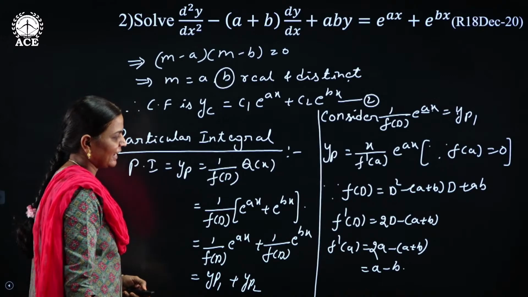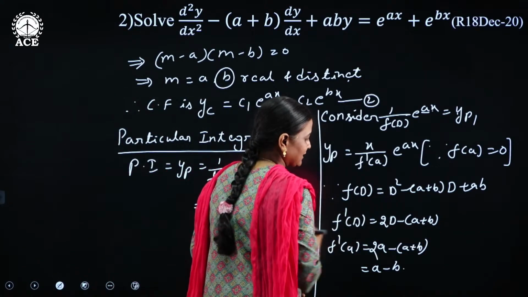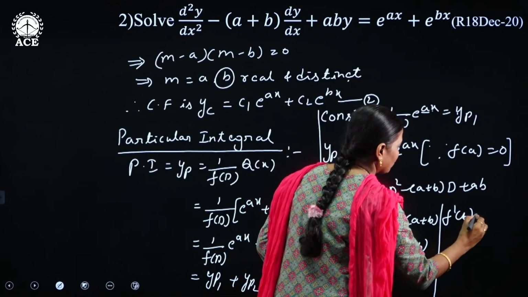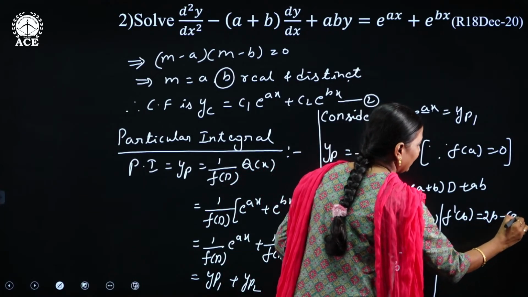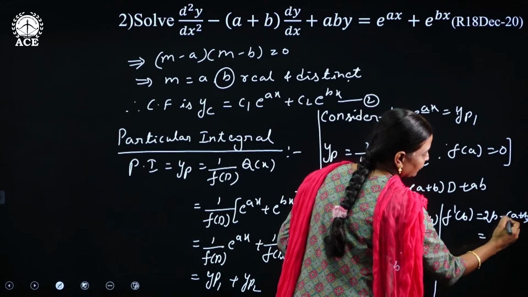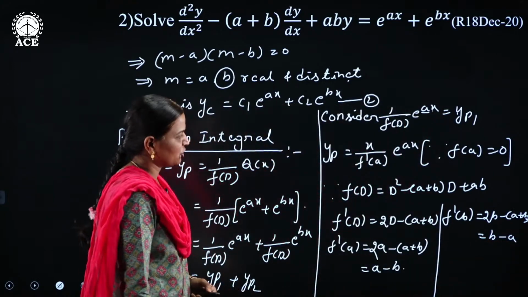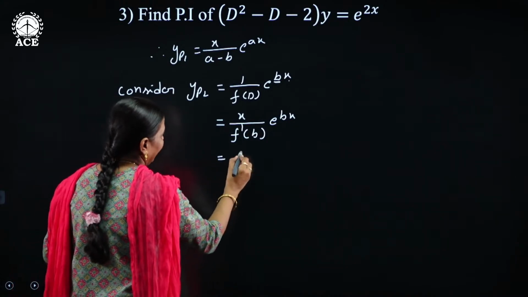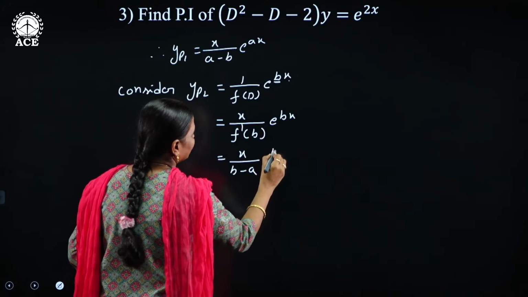Already we know f dash of d. What is f dash of d here? It is 2d minus (a plus b). So from this equation, what is f dash of b? F dash of b is equal to 2 into b minus (a plus b), which is equal to 2b minus a minus b, that is b minus a. So f dash of b is equal to b minus a, which gives x by (b minus a) into e to the power bx.